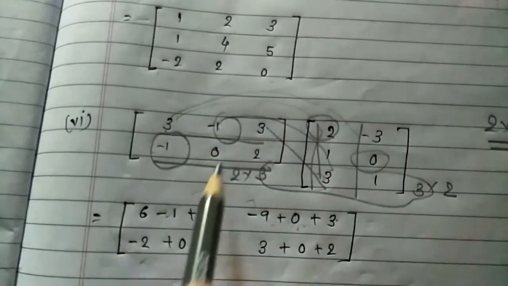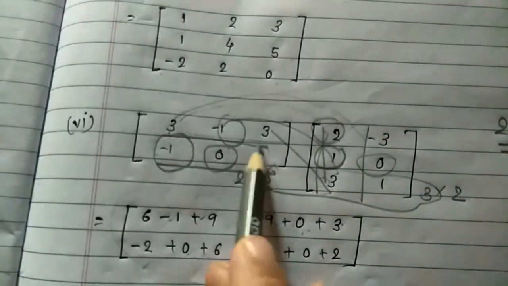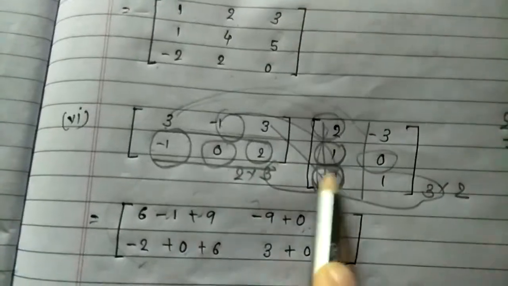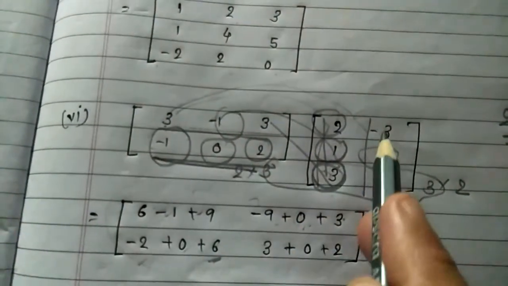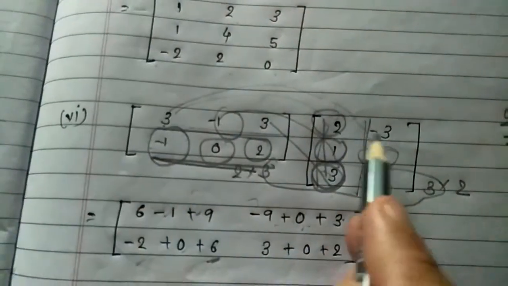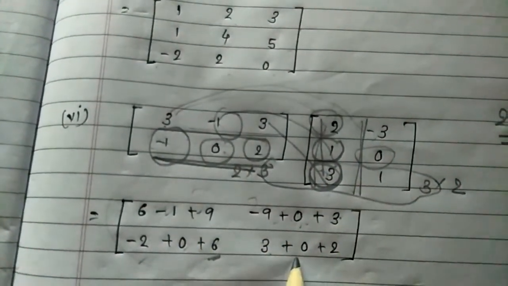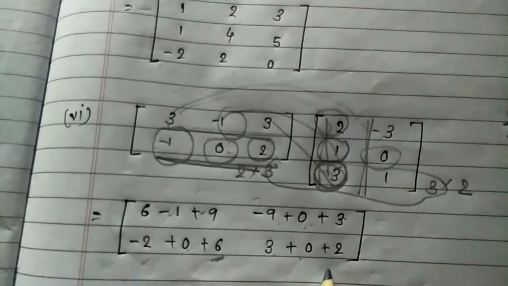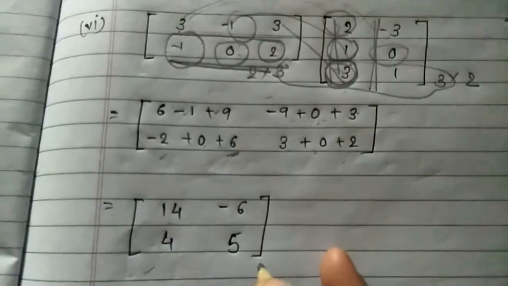So minus 2 plus 0 into 1 that is 0 plus 2 into 3. So again 2 3s are 6. Now second row and the second column. So minus 1 into minus 3 that is 3 plus 0 into 0 that is 0 plus 2 into 1, 2. So this is your answer 14 minus 6 4 and 5.